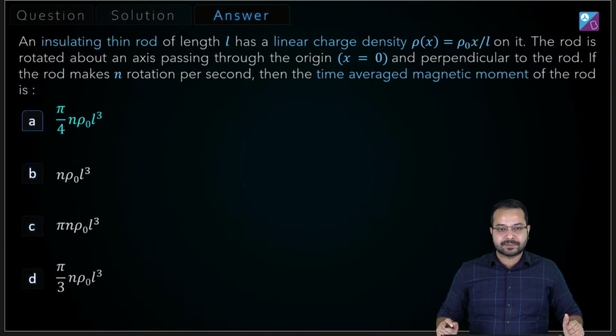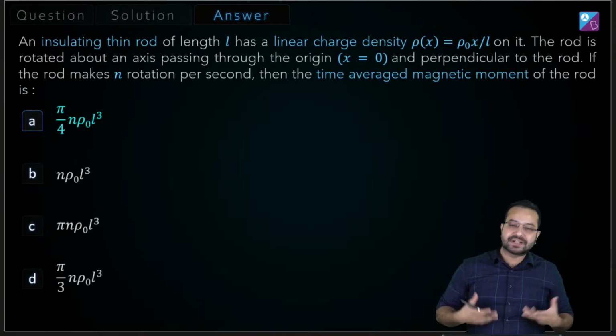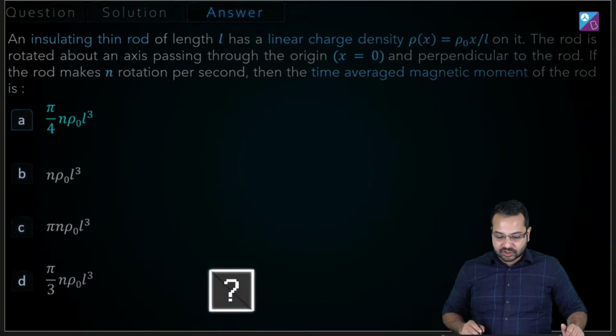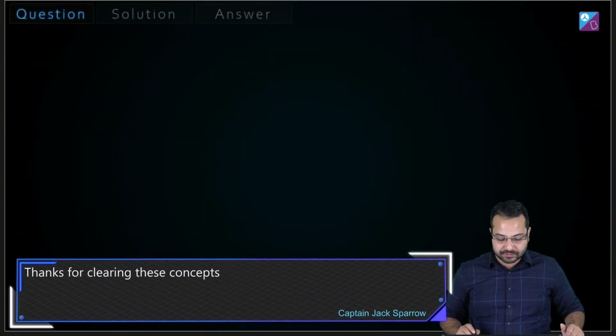What was the important concept? The important concept is, what is magnetic moment? Sometimes we forget. Perfect. So let's go to the next question.